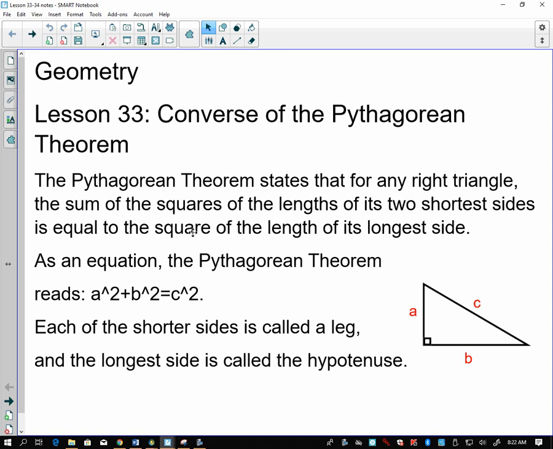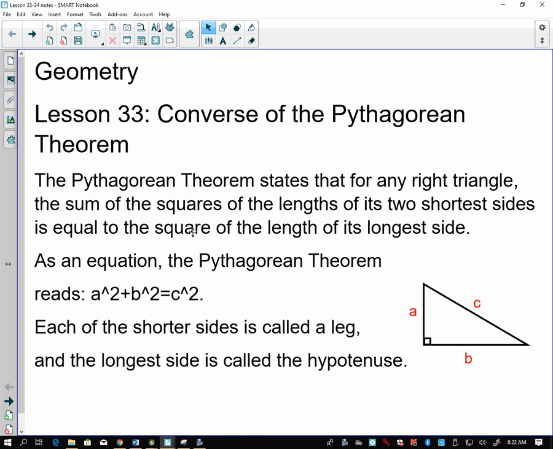Okay. All right, geometry, lesson 33, converse of the Pythagorean theorem. So we should already know what the Pythagorean theorem is. a squared plus b squared equals c squared, right? Basically that tells me if a triangle is a right triangle, then a squared plus b squared equals c squared. The converse of the Pythagorean theorem is if a squared plus b squared equals c squared, then I know it's a right triangle.